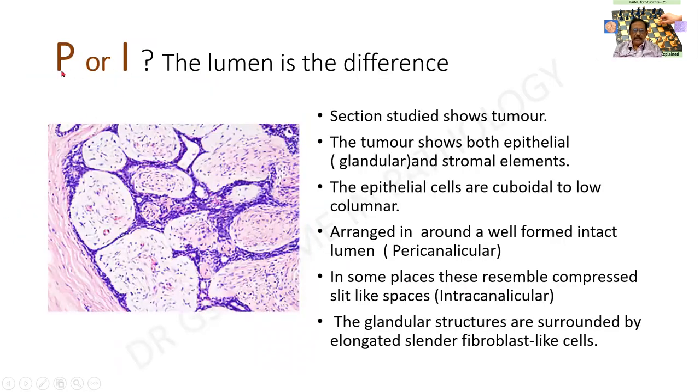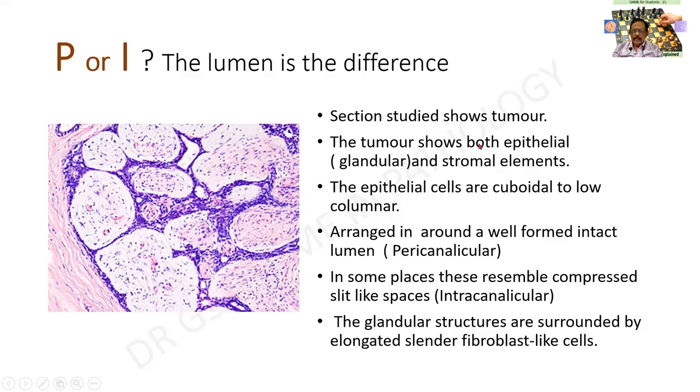Remember these two letters, P and I. P has a lumen, I doesn't have any lumen as such. This is the tumor and this is the surrounding pseudocapsule. In the tumor I am finding bluish areas which indicate the nuclei. So this is the glandular element. See the well-formed gland over here, and this is the stromal element.